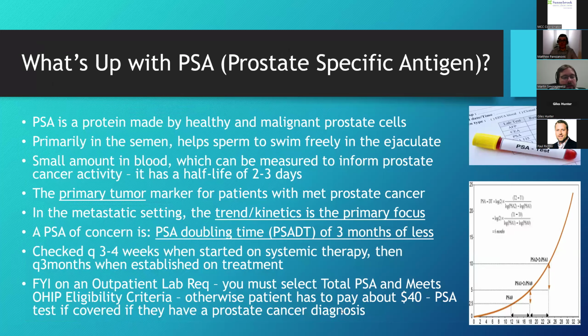So I'll talk about the markers in some greater detail, because these are definitely top questions from patients and staff. So what is up with PSA? PSA is a protein that's made by healthy and malignant prostate cells, primarily in the semen, and helps sperm to form freely in the ejaculate. A small amount is in the blood, which can be measured to inform prostate cancer activity, and PSA half-life is about 2 to 3 days. It is the primary tumor marker for patients with metastatic prostate cancer.